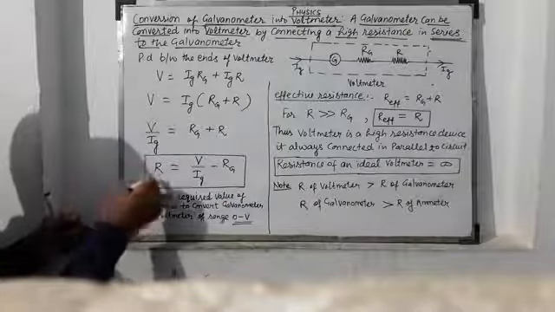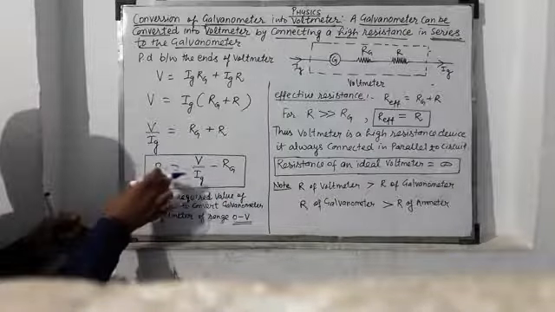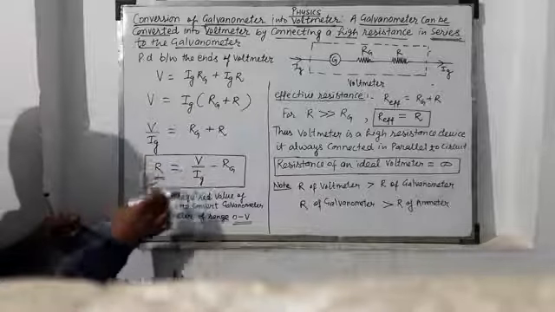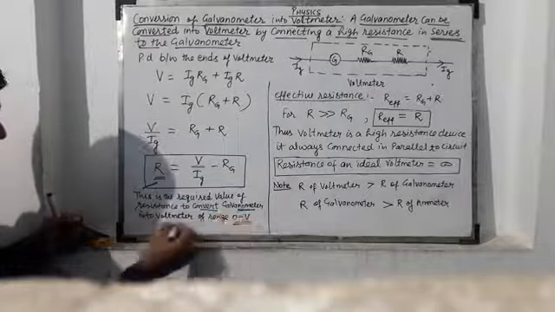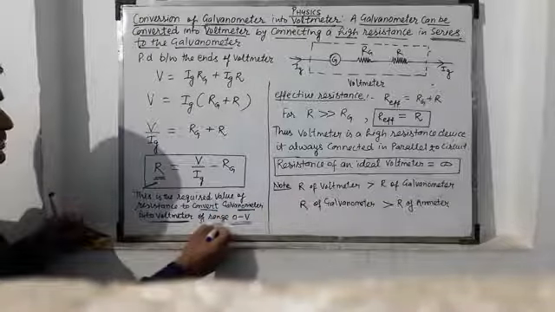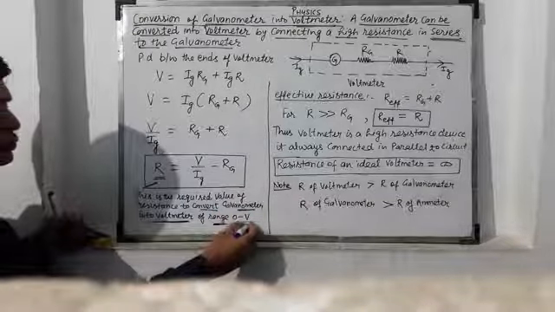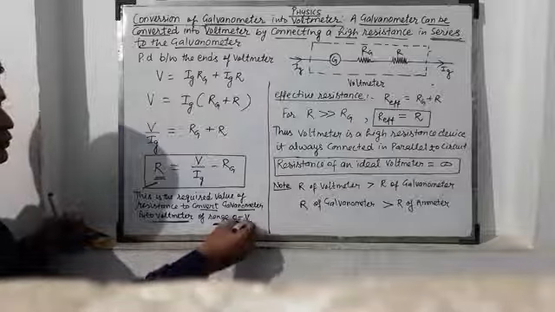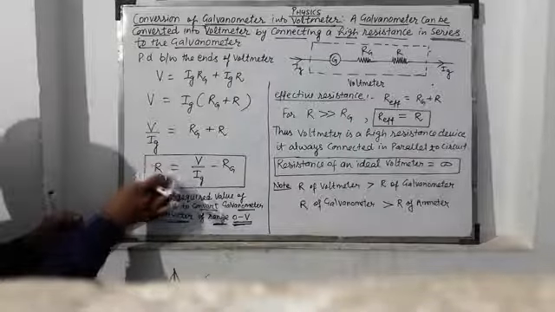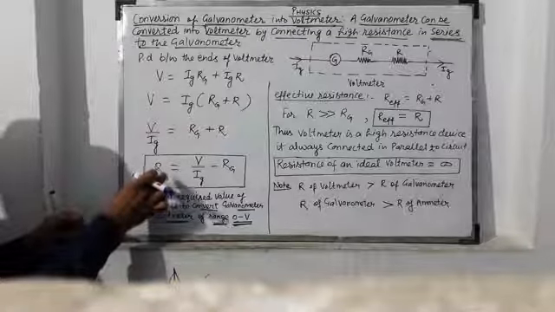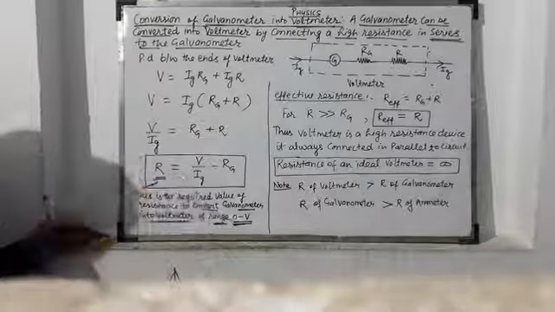This is the required value of high resistance to convert a galvanometer into a voltmeter of range 0 to V volt. This is the required value of high resistance to connect in series.